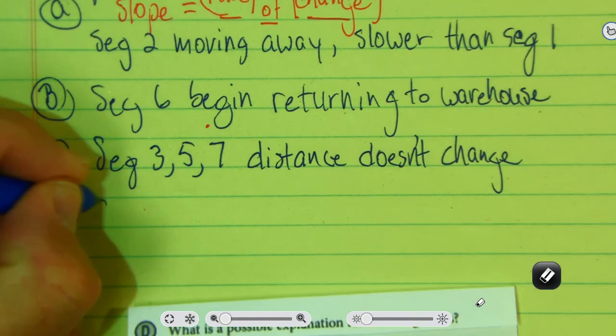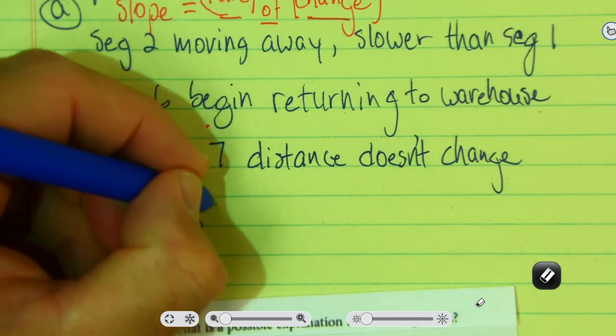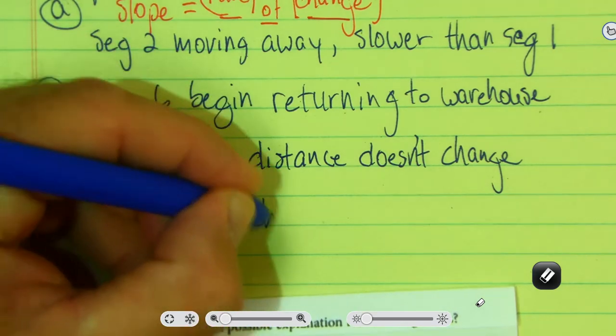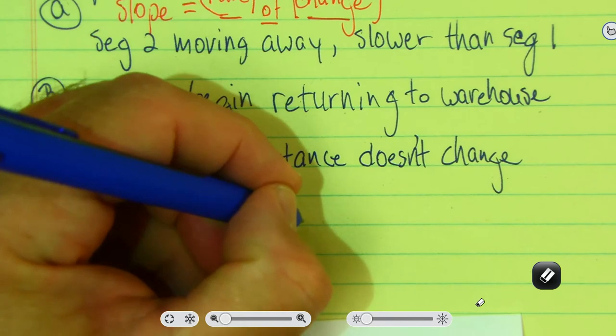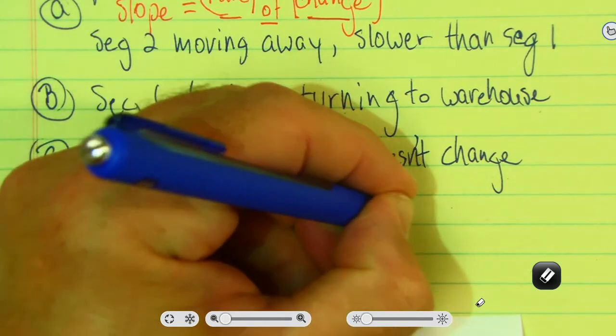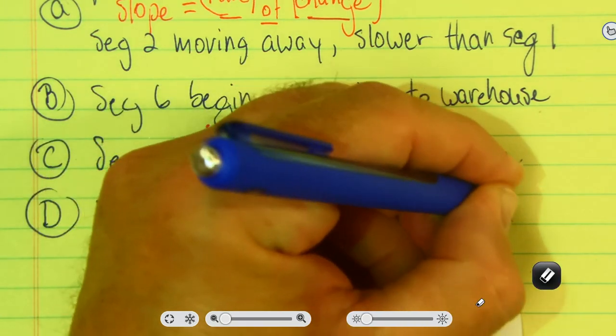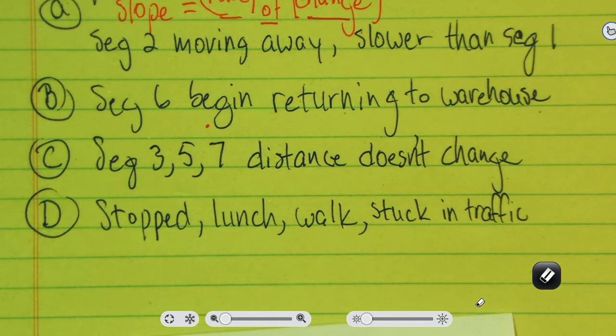So he stopped, and we could even say maybe he's having lunch, or he wants to stretch his legs and walk, or maybe he's stuck in traffic. We don't know, but for whatever reason, he's not moving. So those are just some ideas of why he might not be moving. So really, graphing these relationships, it's really not that difficult, is it?